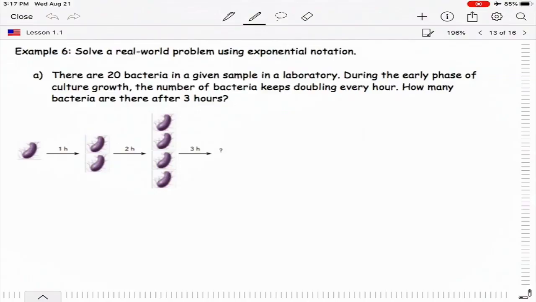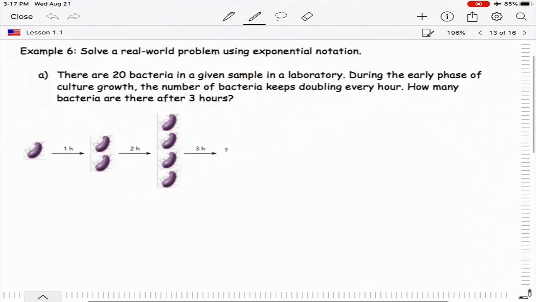There are 20 bacteria in a given sample in a laboratory. During the early phase of culture growth, the number of bacteria keeps doubling every hour. How many bacteria are there after 3 hours? So the textbook was nice and they gave you a visual to use. So I'm just going to go off this visual. You have it also in your notes.